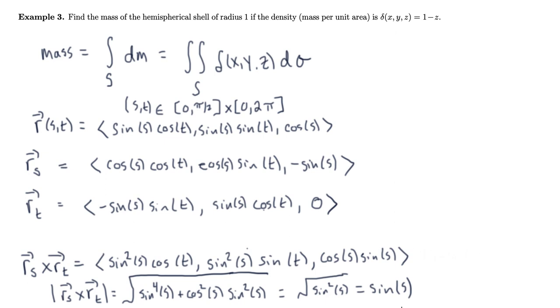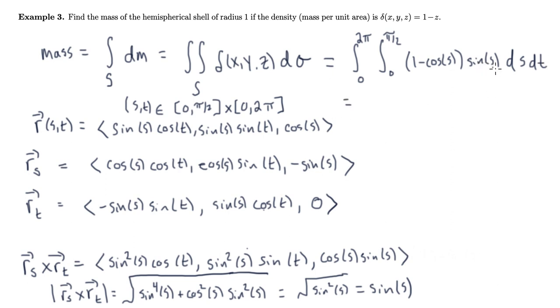Okay, well that was a lot, but that's most of the work. So what this ends up being is the integral. So t goes from 0 to 2 pi, s goes from 0 to pi over 2 of, okay, we have a sine s that's coming from the d sigma, and then this is 1 minus z, but z is just cosine s. So this is 1 minus cosine s times sine of s. And this is going to be dA, but dA is just ds dt.